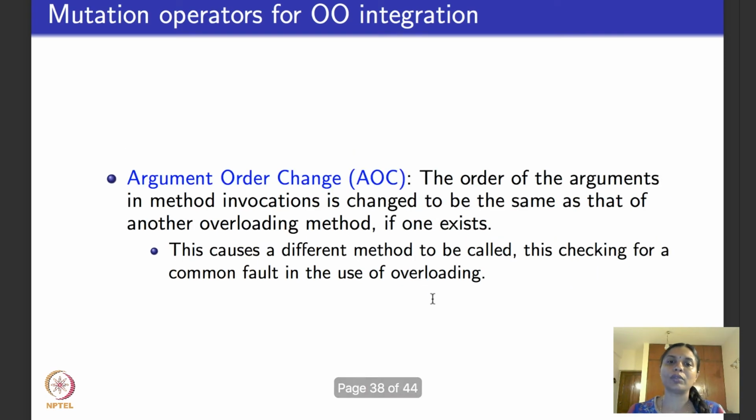So the next operator we will see changes the order in which arguments are passed during method invocation. It's called argument order change, abbreviated as AOC. What does this do? The order of the arguments in a method invocation is changed to be the same as that of another overloading method if it exists. This causes a different method to be called because I'm changing the arguments, and hence it checks for common faults in the use of overloading. Something could be called out of order, so if there is an error because of the use of overloading, I will be able to catch it.